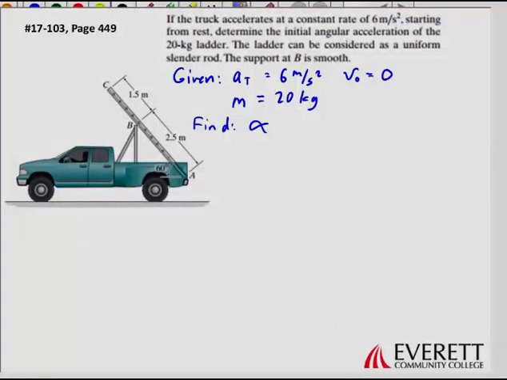So to start off with that, the very first thing I'm going to do is draw a free body diagram. Now we have a truck and a ladder, but we're really just dealing with the ladder. The truck is just there to provide acceleration. So I'm just going to draw the free body diagram of the ladder. I'm going to label it because we're going to have a kinetic diagram as well, and I want you to be able to see the difference. So my free body diagram, I'm going to have the ladder.